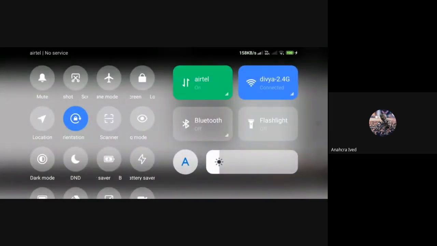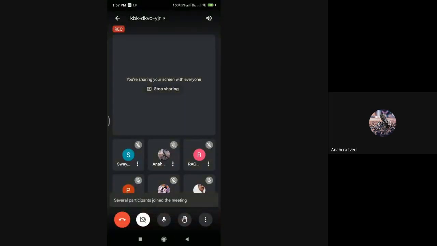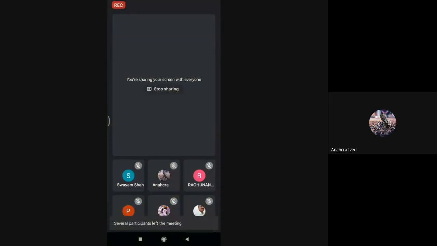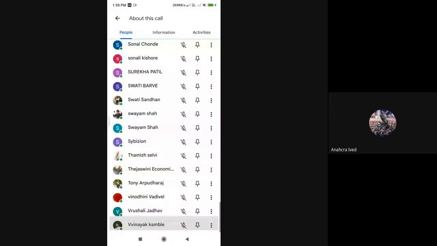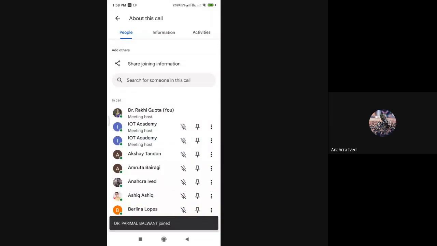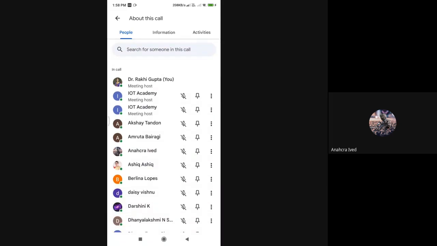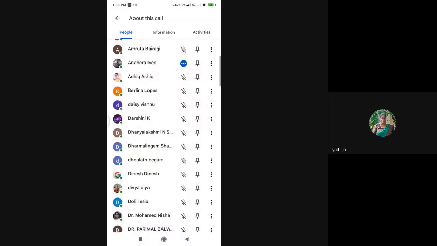Now, before I proceed, there is a small activity that I have planned out. I hope that people will participate in this small activity. Okay, we've got almost 77 participants with us. Now, what I'm asking you is, is everyone having a pen or paper? Yes, Darshini, yes. Okay, you've got a pen and a paper, right?